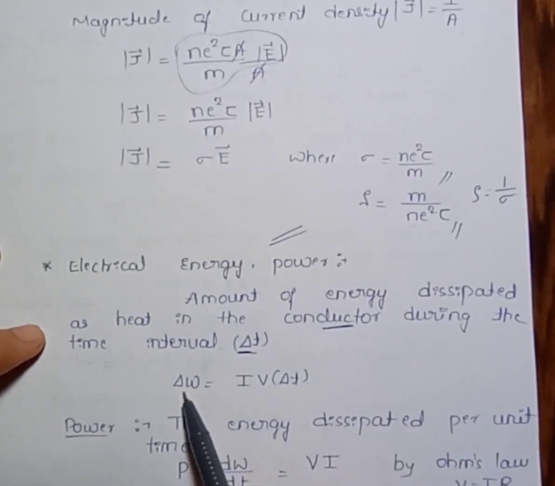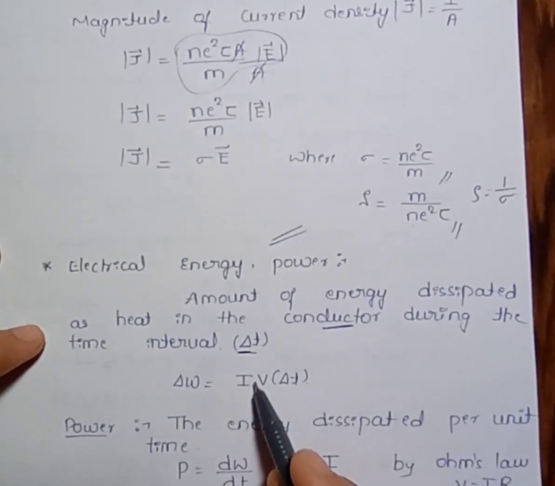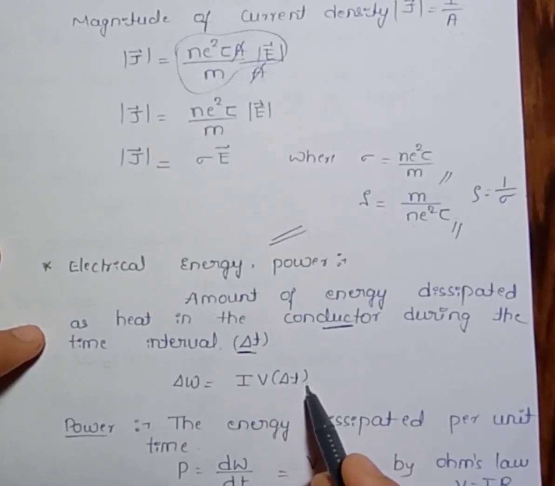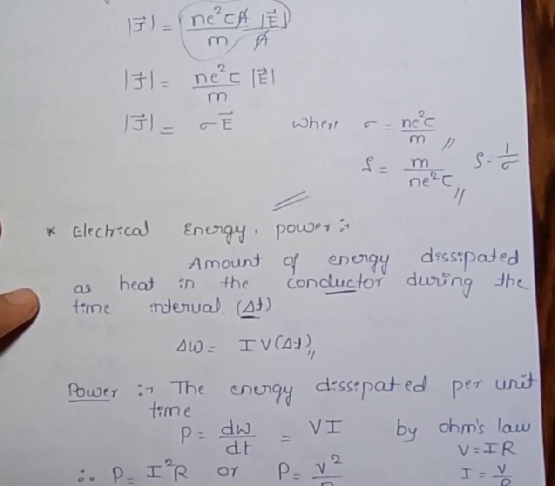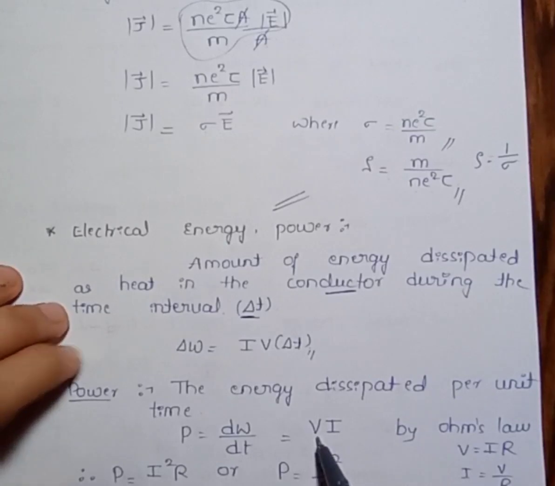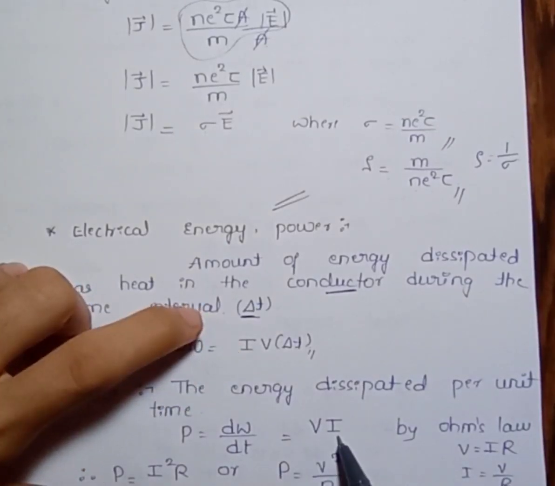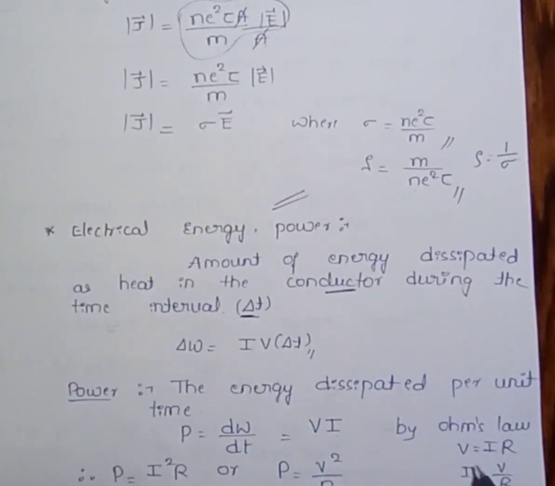Here delta W is equal to I into V of delta t, and power can be defined as the energy dissipated per unit time, that is P is equal to dW divided by dt, which is equal to V into I. By Ohm's law, V is equal to I into R, and just by rearranging this expression, what will we get? I is equal to V divided by R.